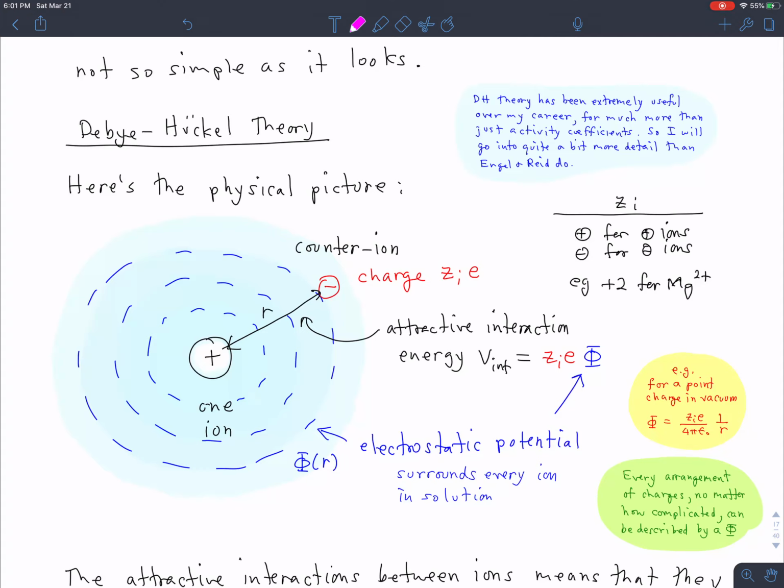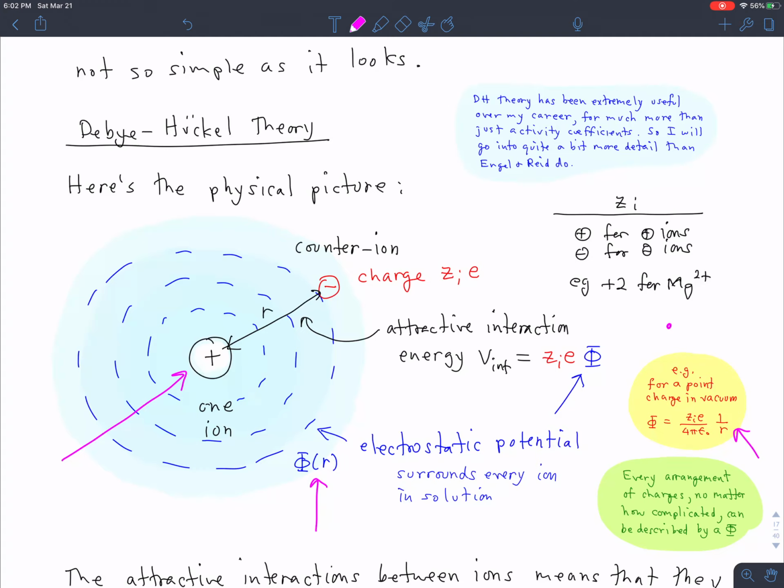So here's the physical picture. You've got this ion floating around in solution. It's a positive ion in this picture, but it could be negative. And because it's a charged particle, it has surrounding it something called an electrostatic potential. I know that idea is unusual for chemists, so let me talk about it a little bit. Basically, the electrostatic potential is something we're all familiar with.